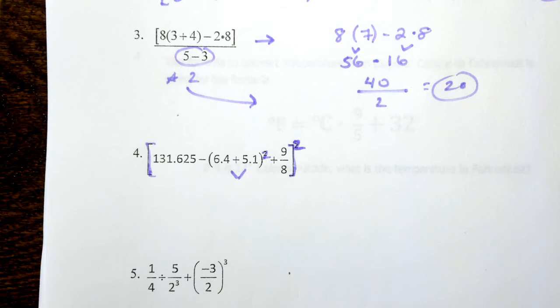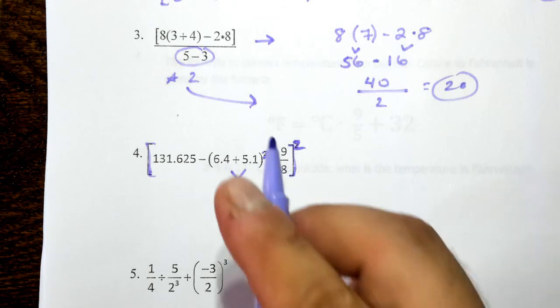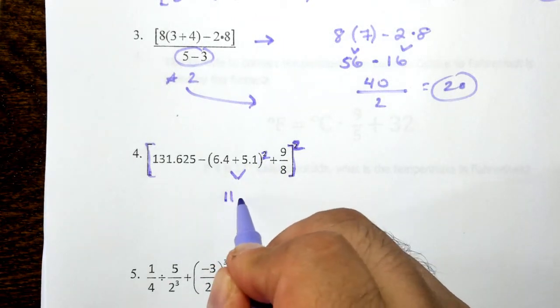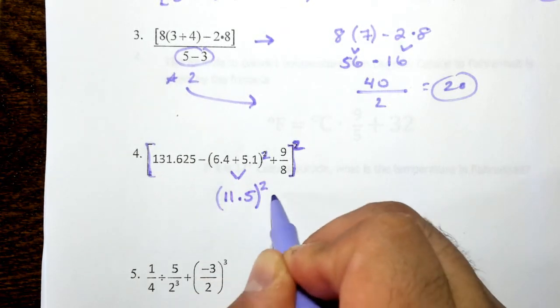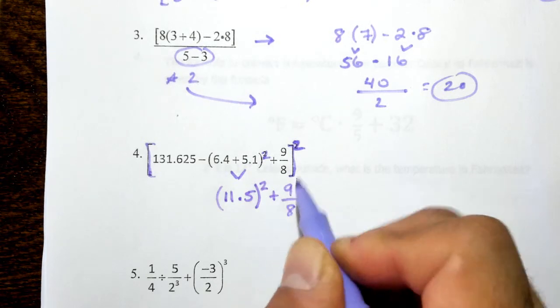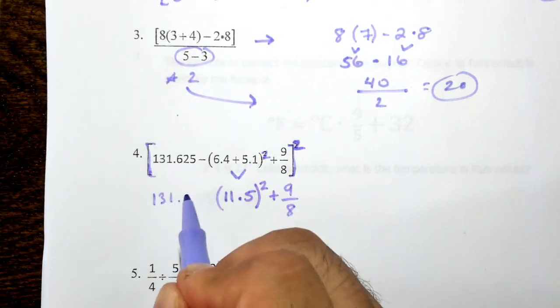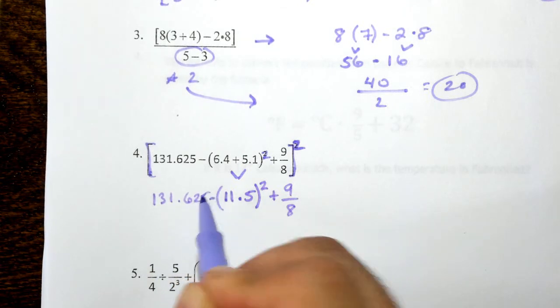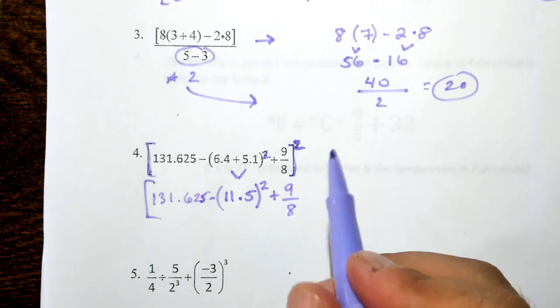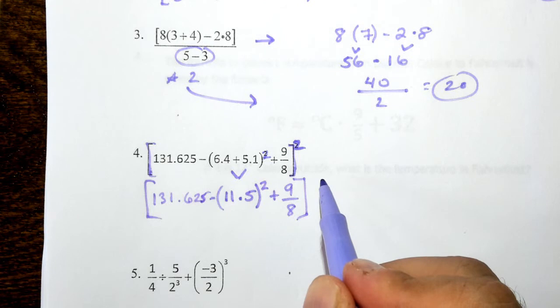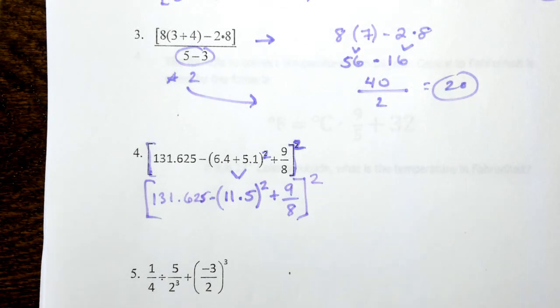So 6.4 plus 5.1 is going to be 11.5. I'm going to bring those parentheses back, throw that exponent out there, and I'm going to write this problem. Basically everything else will get rewritten, and I do need to take care of that brackets there as well, those brackets as well. Write the exponent. Okay, so the next thing that's going to happen is 11.5 to the power of 2.